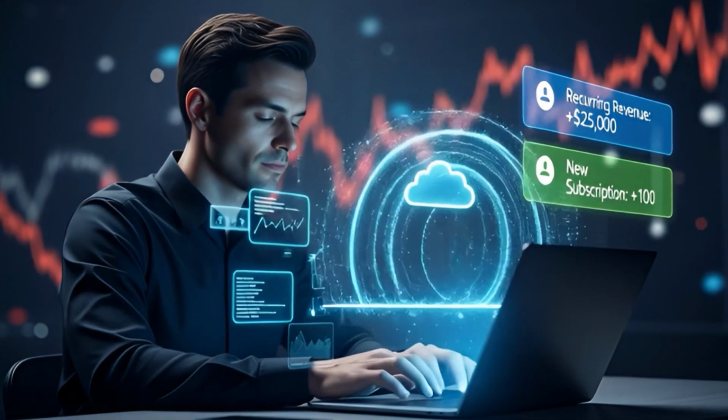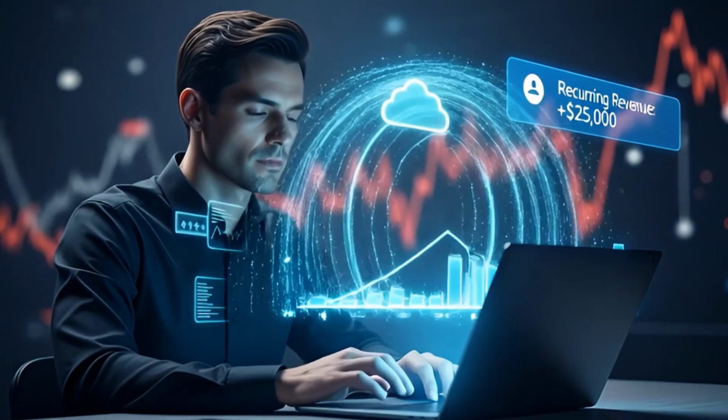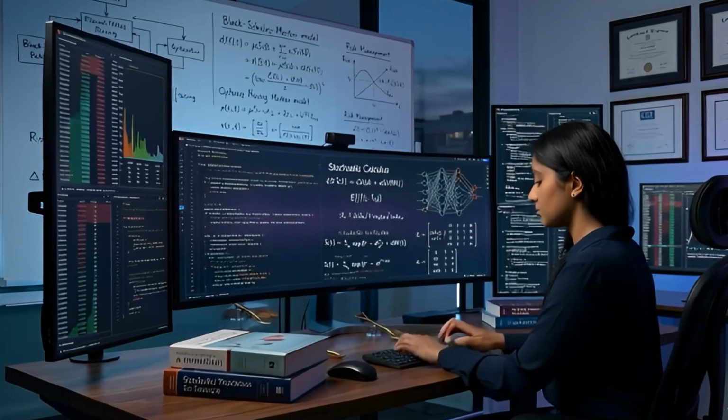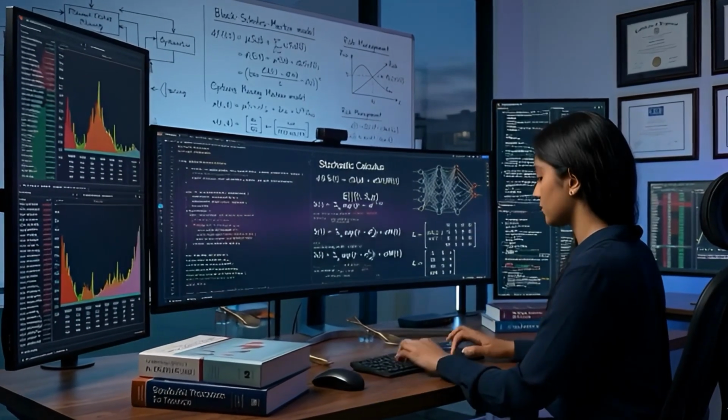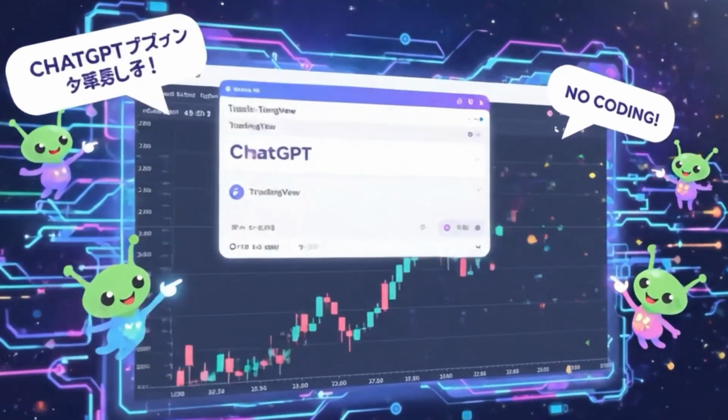Smart money does not make money by trading. Smart money makes money by selling software to traders. You might be thinking that to build an advanced trading algorithm or indicator, you need a massive computer science degree or a background in financial engineering. Wrong.